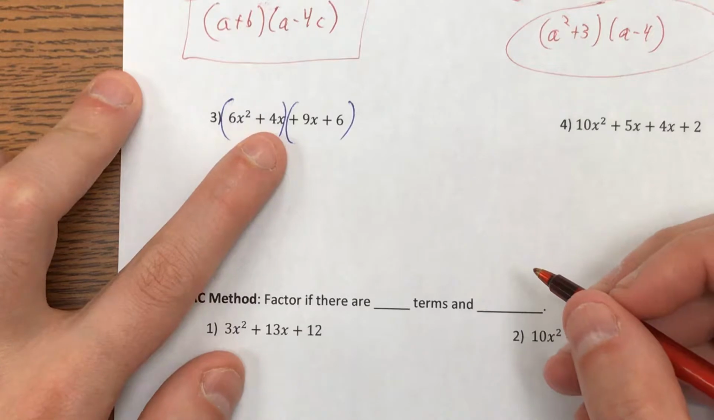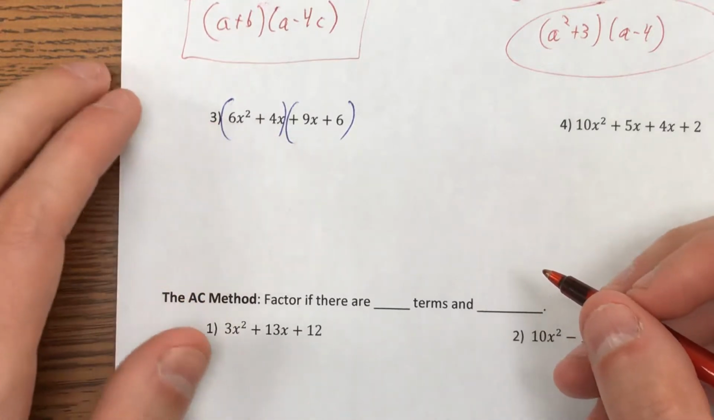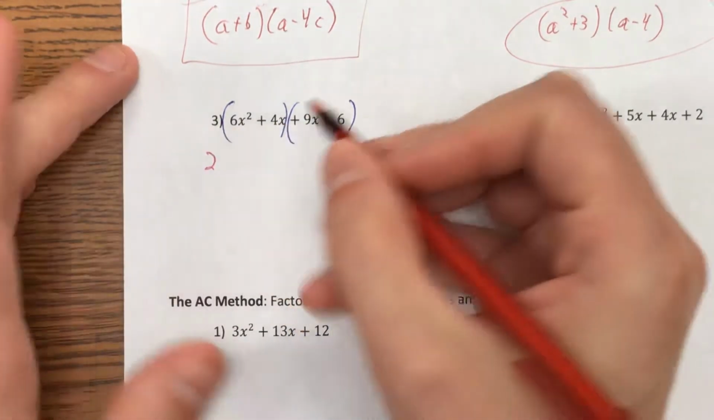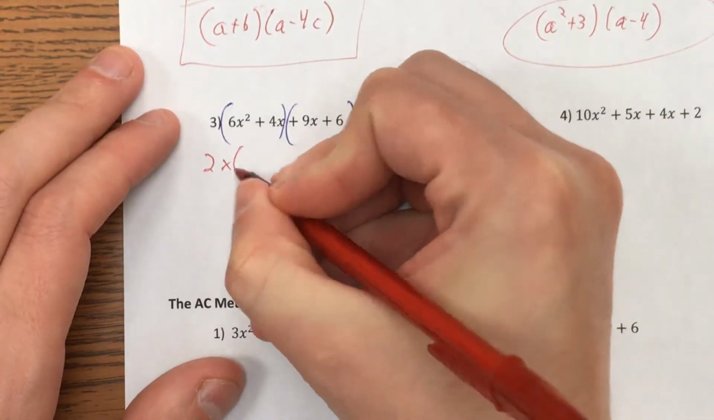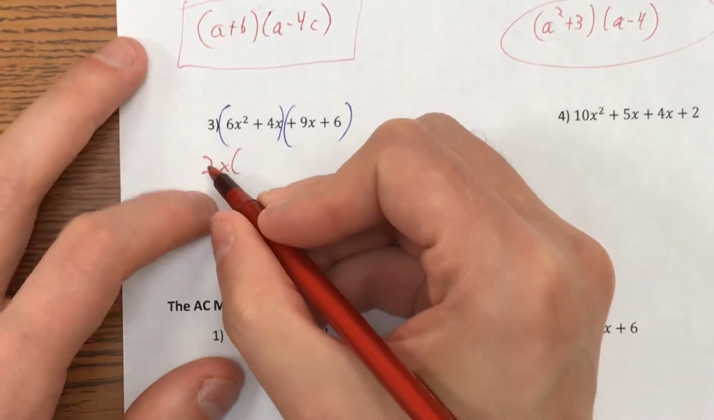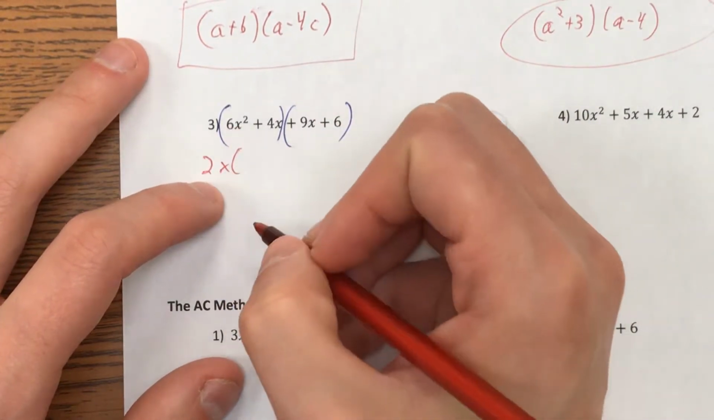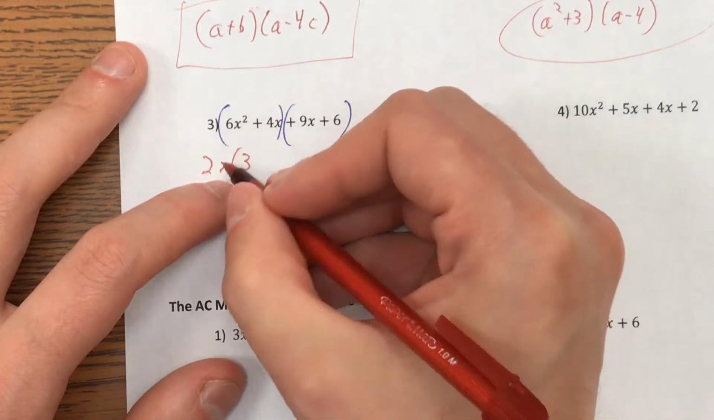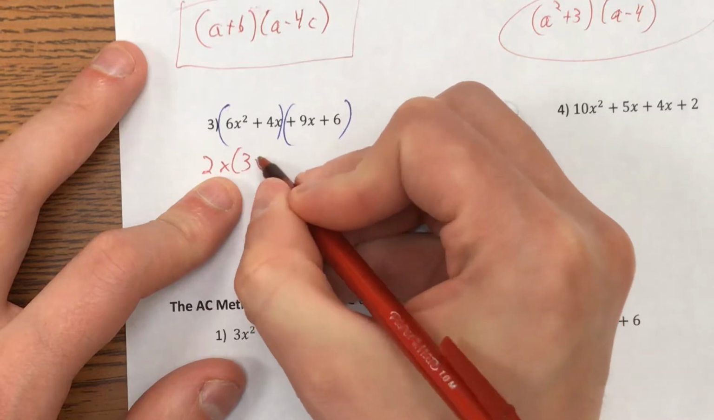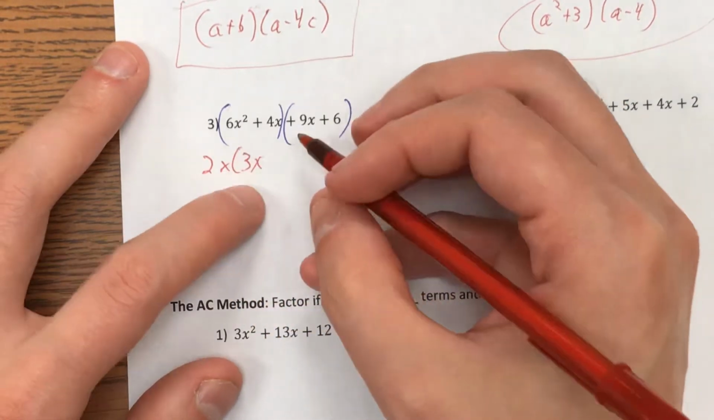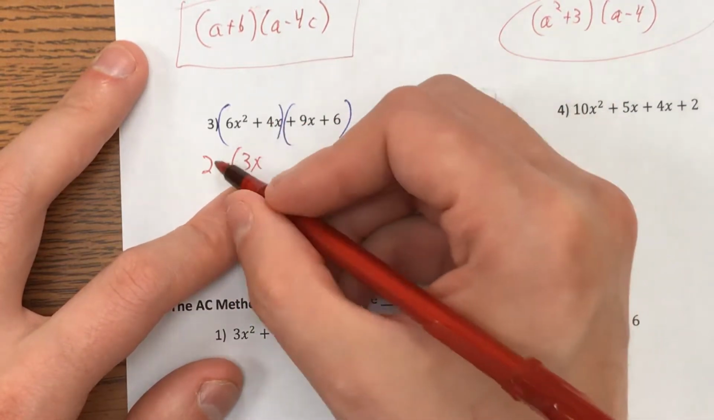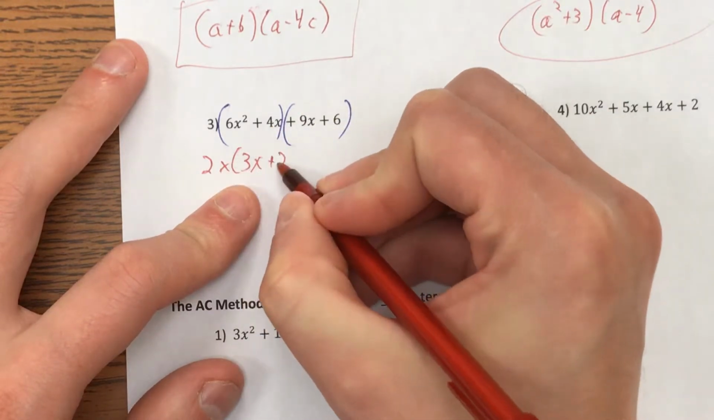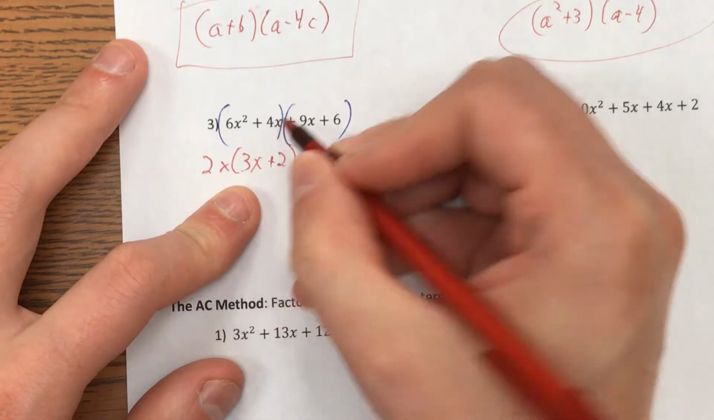6x squared and 4x. What goes into 6 and 4? 2. X squared and x, they both have an x. So 2 times what is 6? And then x, it looks like we want an x to be an x squared, so it's missing an x. So x times x is x squared. 2 times what is 4? So that's just going to be a 2. 2x times 2 is 4x.